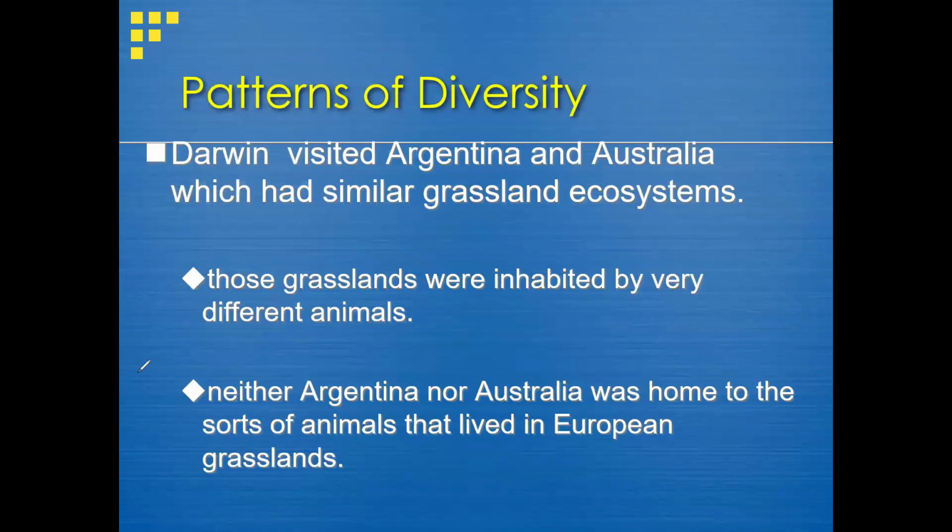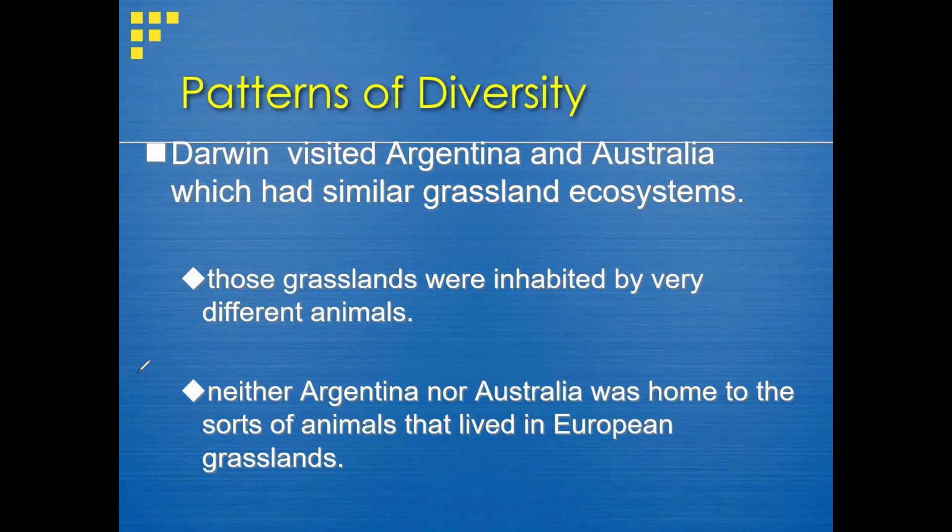So now, patterns of diversity. Darwin visited Argentina and Australia, which had similar grassland ecosystems. When he visited Argentina and Australia, he observed that they have similar grasslands, and those grasslands were inhabited by very different animals. So even though they have similar grasslands, they were inhabited by different animals.